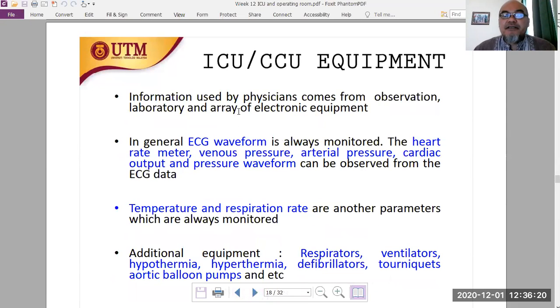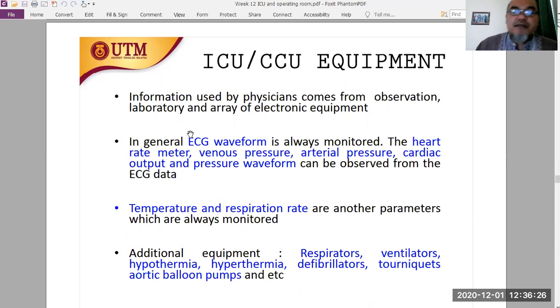Information used by physicians can come from observation or from laboratory or an array of electronic equipment. In general, the ECG waveform is always monitored. The heart rate meter, the venous pressure, arterial pressure, cardiac output, and pressure waveform can be observed from the ECG data, or calculated as secondary data from the ECG waveform. Temperature and respiration rate are other parameters which are also always monitored.